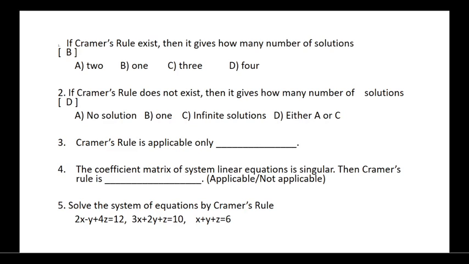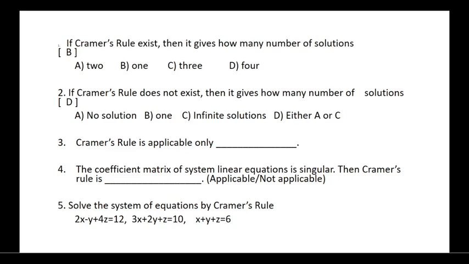For example, if you take the fifth one, solve the system of equations by Cramer's rule: 2x minus y plus 4z is equal to 12, 3x plus 2y plus z is equal to 10, x plus y plus z is equal to 6. First, we have to check whether the Cramer's rule is applicable or not. Already in our mind, there will be a condition.